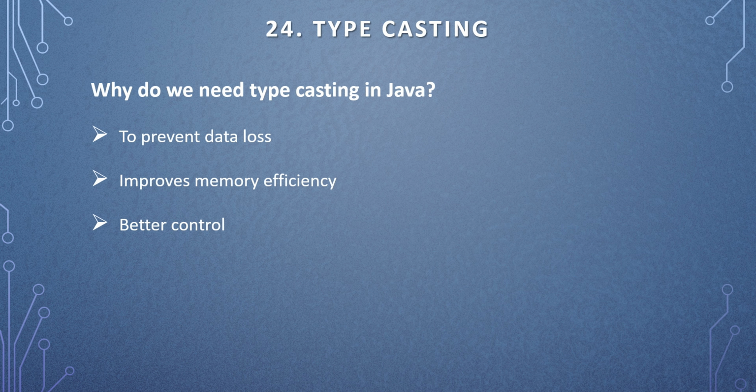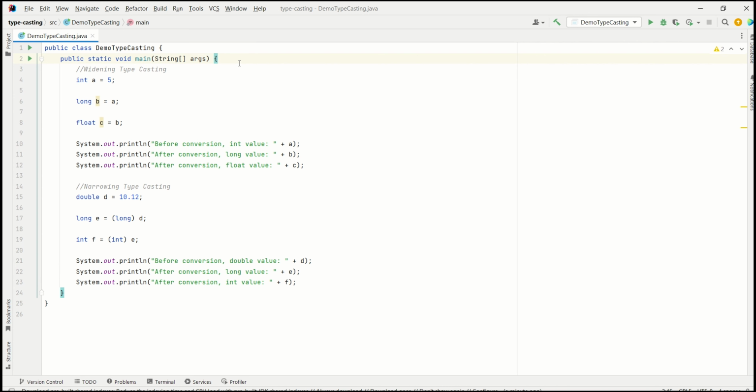Better control. Java is strict about data types, unlike some other programming languages that are lenient. Typecasting allows programmers to take complete control and ensure the correct data type is used at the right time. Let's look at some examples to understand in detail.